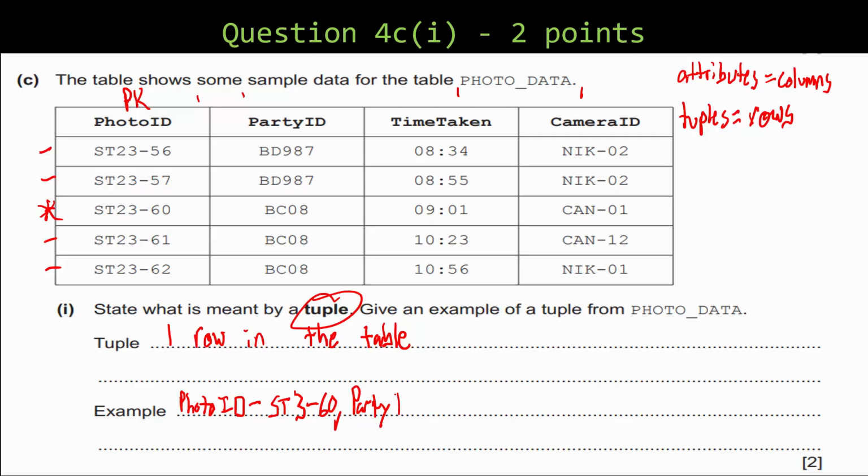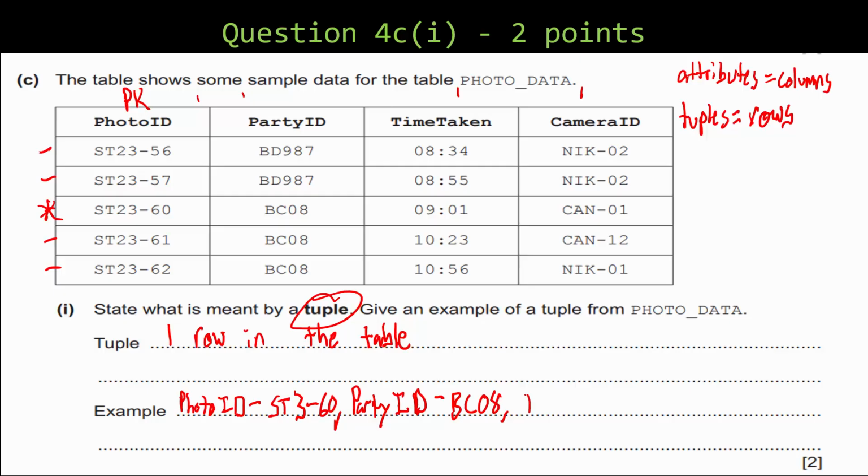So all I'm going to do is pick any row I want, and I'm simply going to put those values. The reason I want to put those values is because if I just put photo ID, party ID, time taken, camera ID, they're going to say those are attributes, and they're going to mark it wrong. The party ID was BC08.